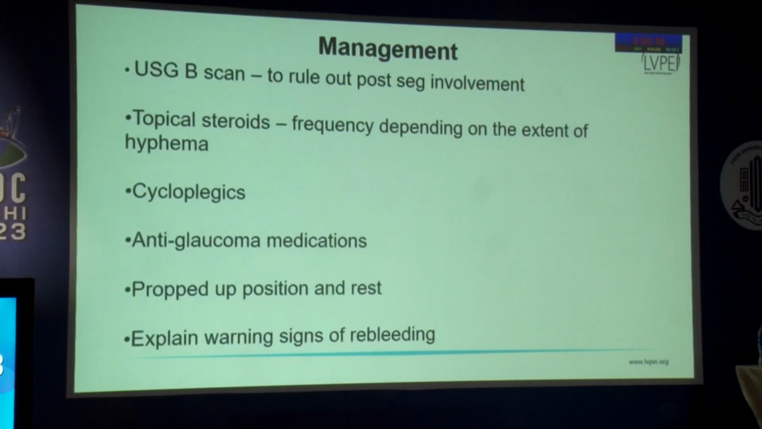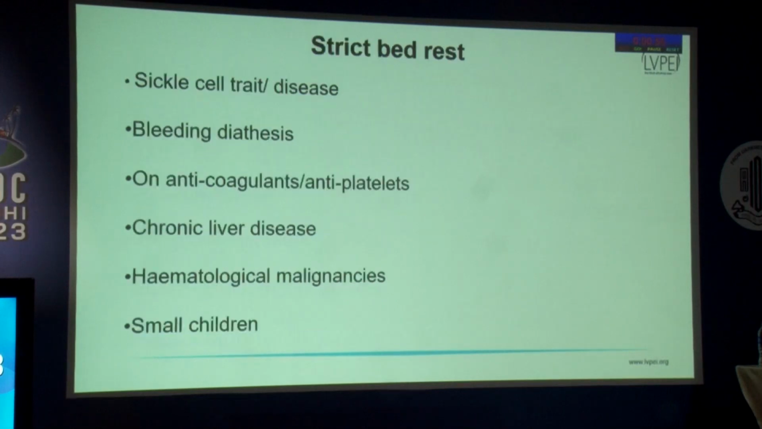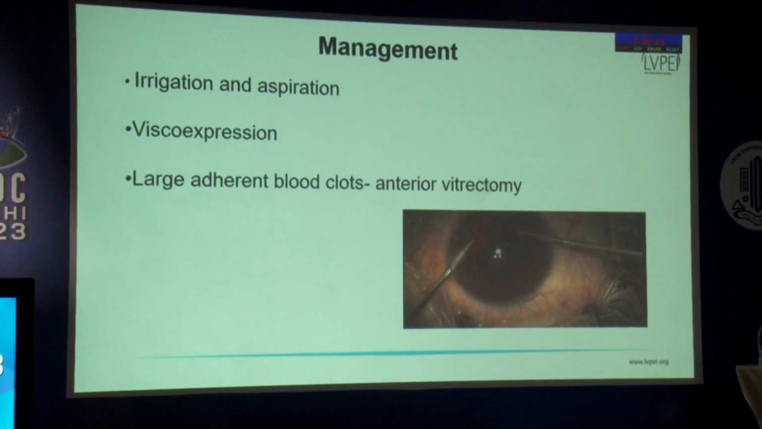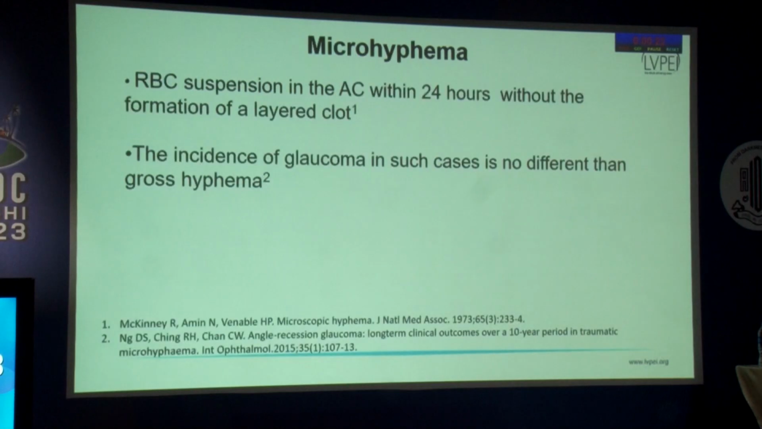So we manage it by using topical steroids, cycloplegics, glaucoma medications, propped up position. And strict bed rest is only applied to patients who have a risk of bleeding. So immediate surgical management is in a patient who has sickle cell trait disease, or if the hyphema is very large, or with IOP more than 24 mmHg for more than 24 hours, or if the other eye has glaucomatous optic neuropathy. So usually we can do irrigation aspiration, but usually the clots will be very large, so we have to do an anterior vitrectomy.